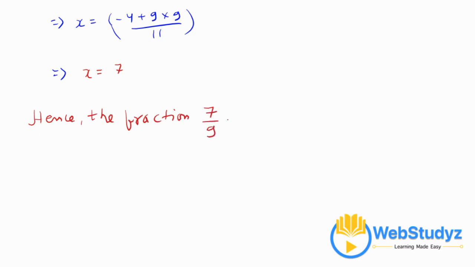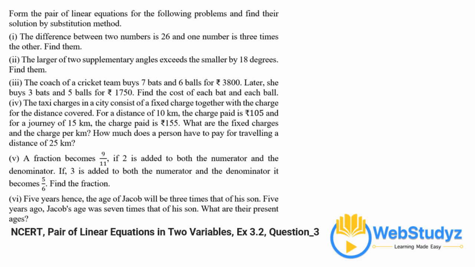Now move on to the sixth question, that is 5 years hence the age of Jacob will be 3 times that of his son. 5 years ago, Jacob's age was 7 times that of his son. What are their present ages? So let's start the solution.